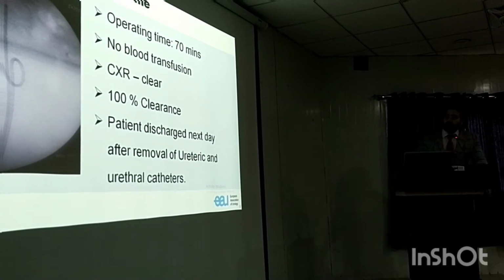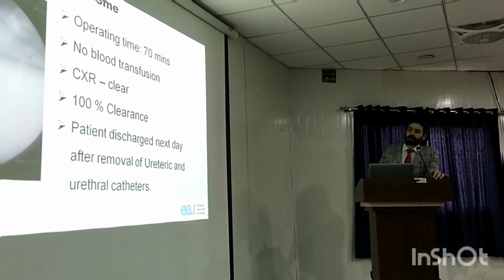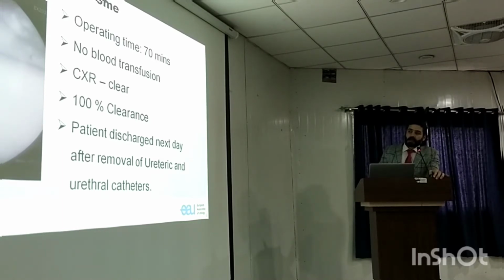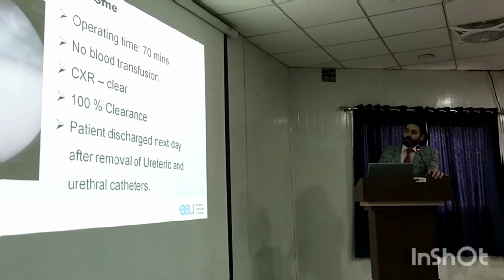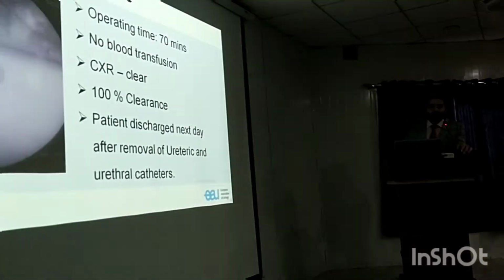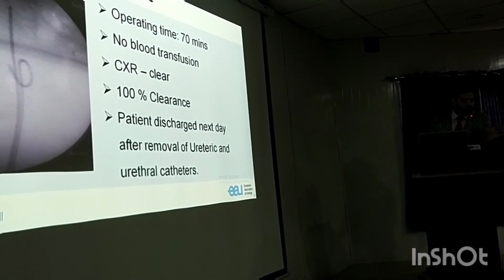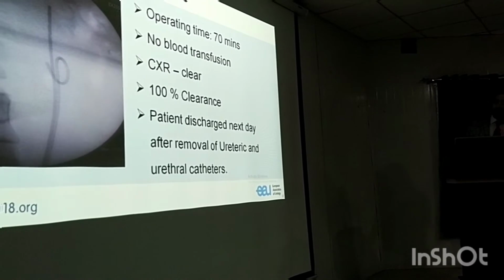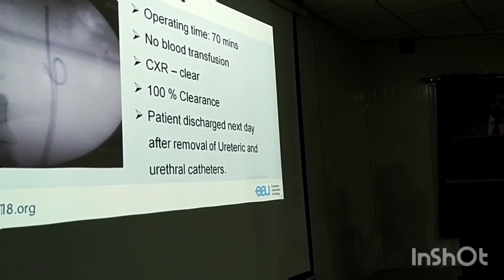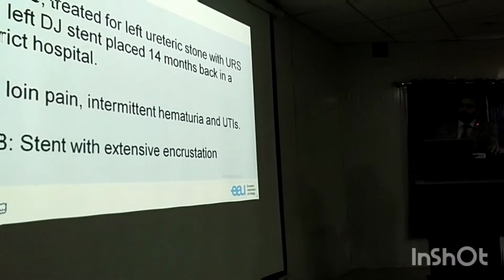So outcome in this surgery, you can see the post-op X-rays where the ureteric catheter and DJ stent are in place, and there was no shadowing, no radio-dense opacity in the left flank. Operative time was 70 minutes. There was no blood transfusion. His chest X-ray was clear. Chest X-ray is usually performed in upper pole punctures, as there is a risk of blood in the pleural cavity, hemothorax. So 100% clearance was achieved. Patient was discharged the next day after removal of ureteric and urethral catheters.